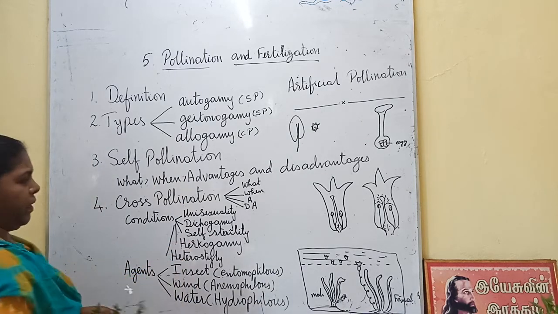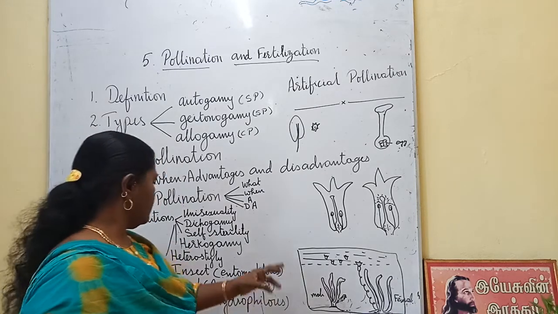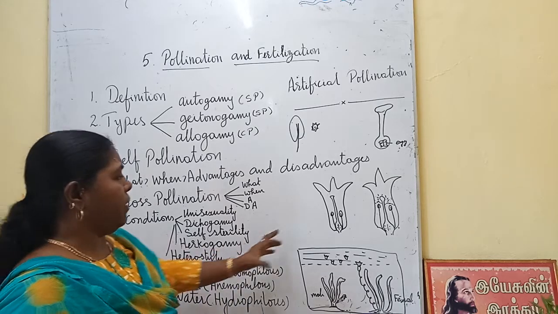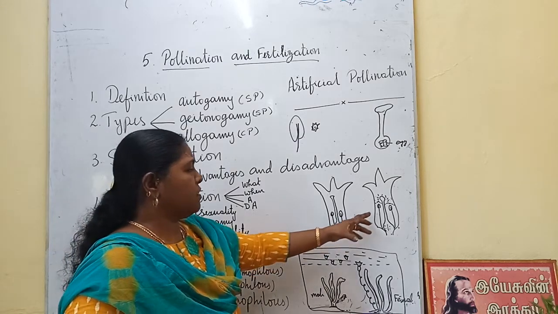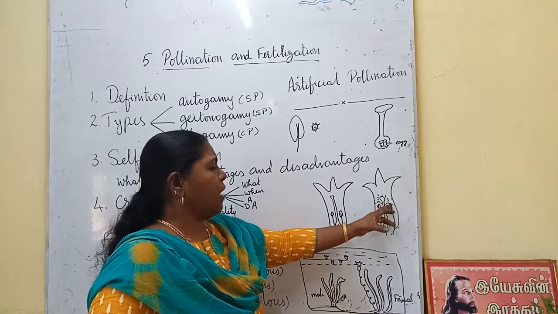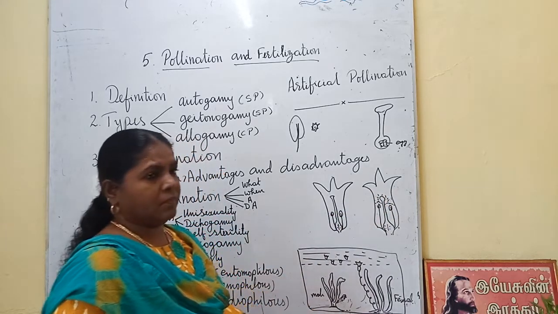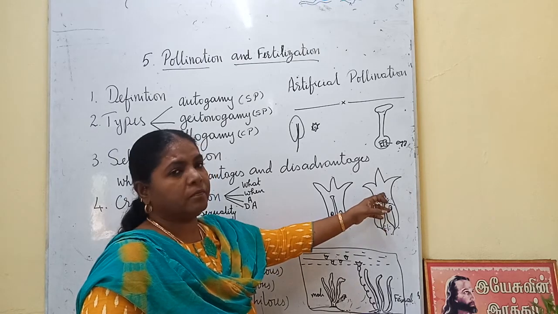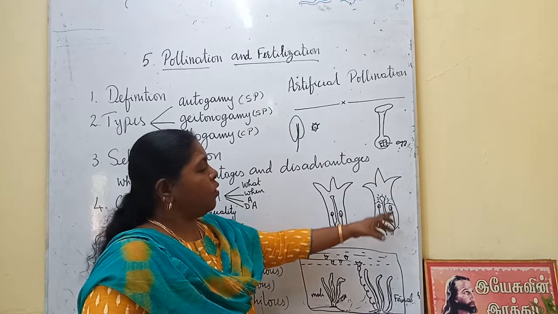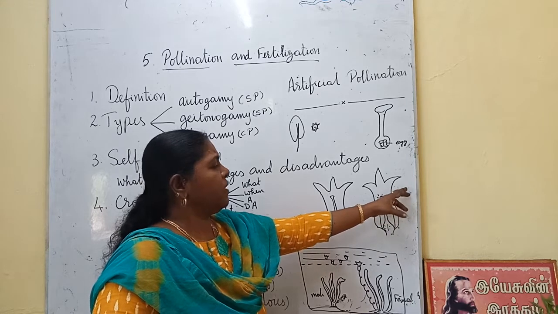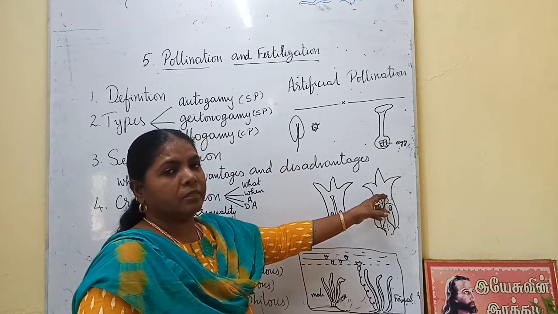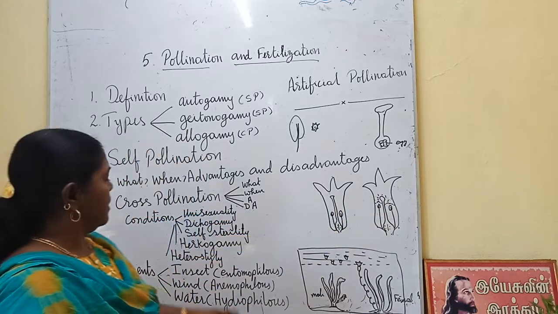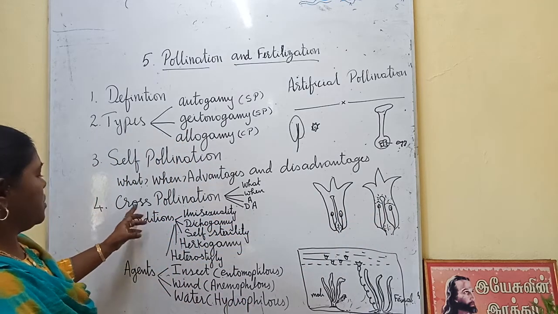Then hypogamy. What happens is that if the stigma is covered by a dome-shaped structure, how will the pollen grain reach there? Only pollen grain from another flower can penetrate through this dome and reach here. So that helps in cross-pollination.